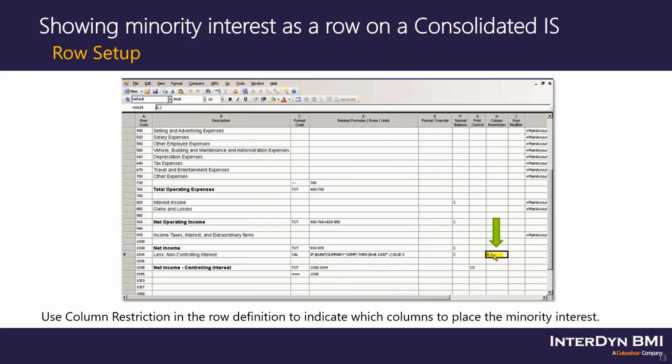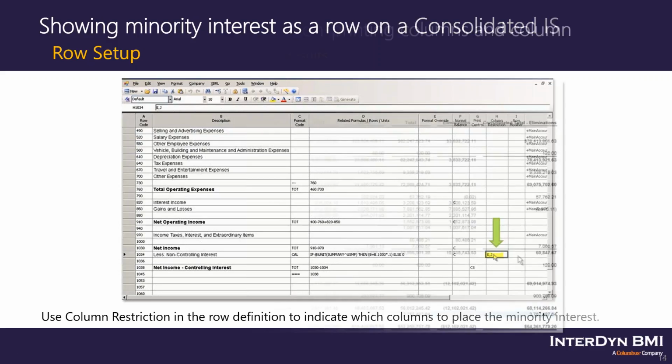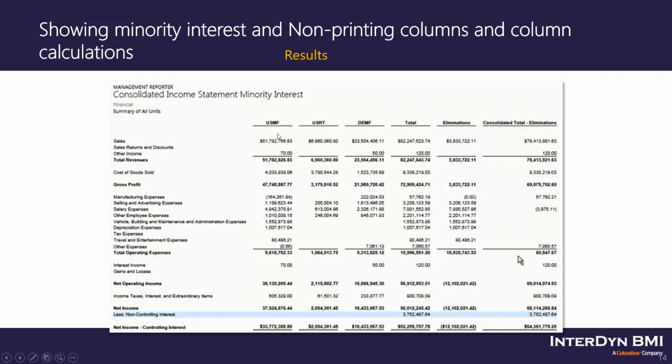So back over here on the row, that's where we're going to take that calculation that we were creating for the minority interest to actually say only print this in column E and J. So here's the end result again. So you can see you've got the side-by-side companies. Here's the one elimination column. That's the total of all the eliminations for those that we've just added together. And we're only showing our minority interest in column E and column J.